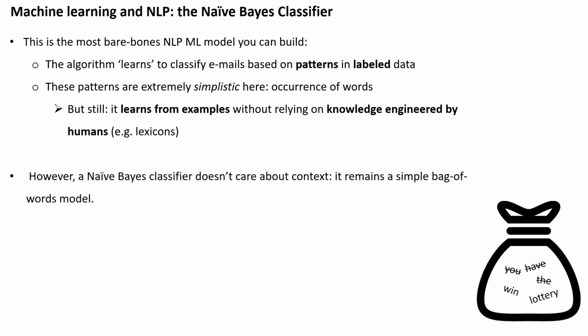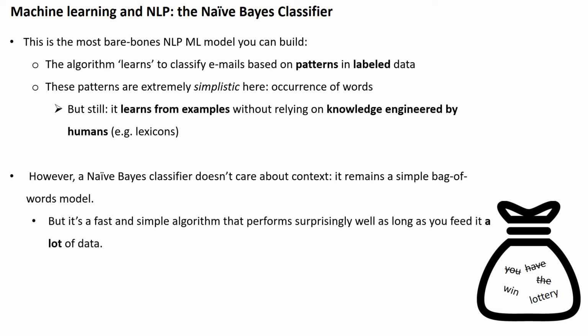However, a naive Bayes classifier doesn't care about context. It's just a simple bag of words model. Remember the bag of words model that we already discussed, so it doesn't care about the order of the words. But it's a fast and simple algorithm that performs surprisingly well as long as you feed it a lot of data. So we only based our example here on 5 emails. Well, just try, let's say, 10,000 emails, and let's then see what the algorithm is capable of.